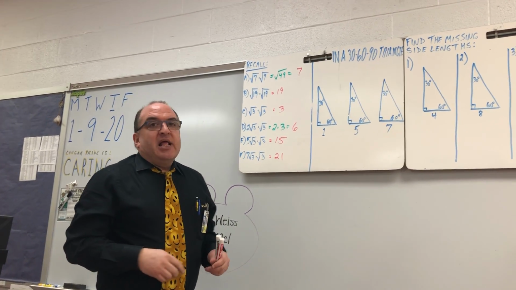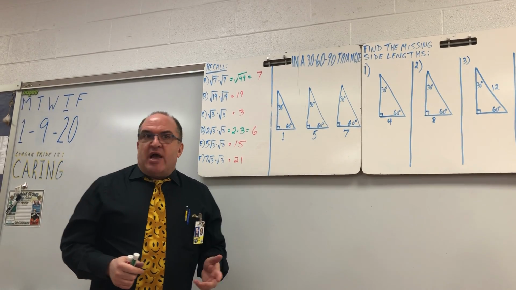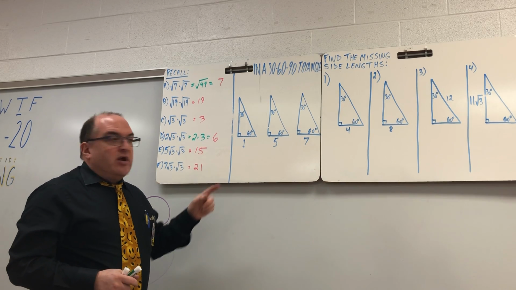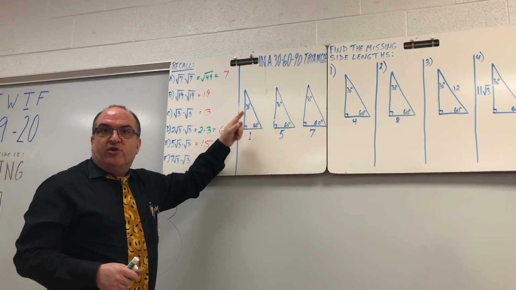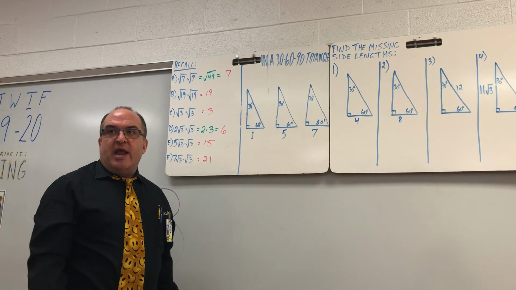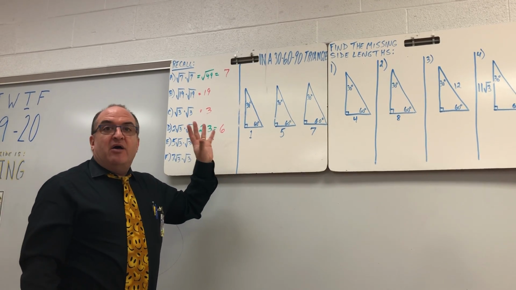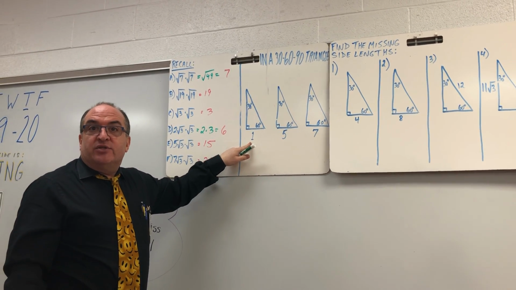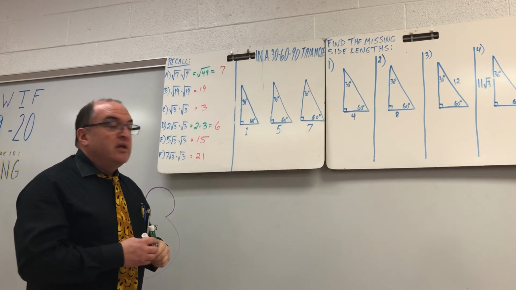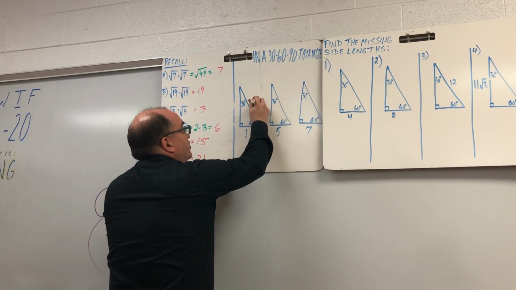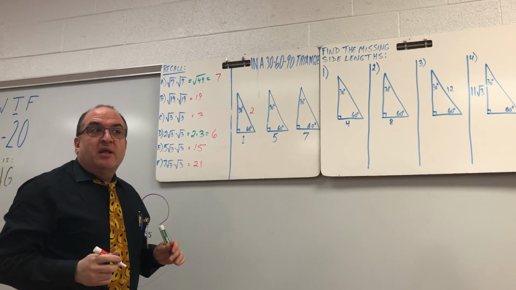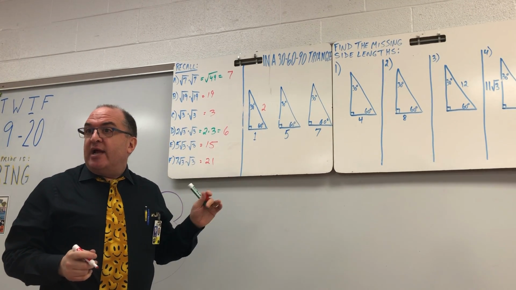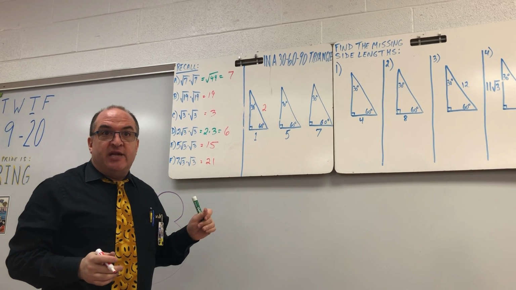Now, this is a 30, 60, 90 triangle. The three angles add up to 180, right? 30 plus 60 is 90, plus 90 is 180. This is how a 30, 60, 90 works. If this bottom length, the short leg, is 1, the hypotenuse is 2. The hypotenuse is always twice the size of the short leg, always, in a 30, 60, 90 triangle.